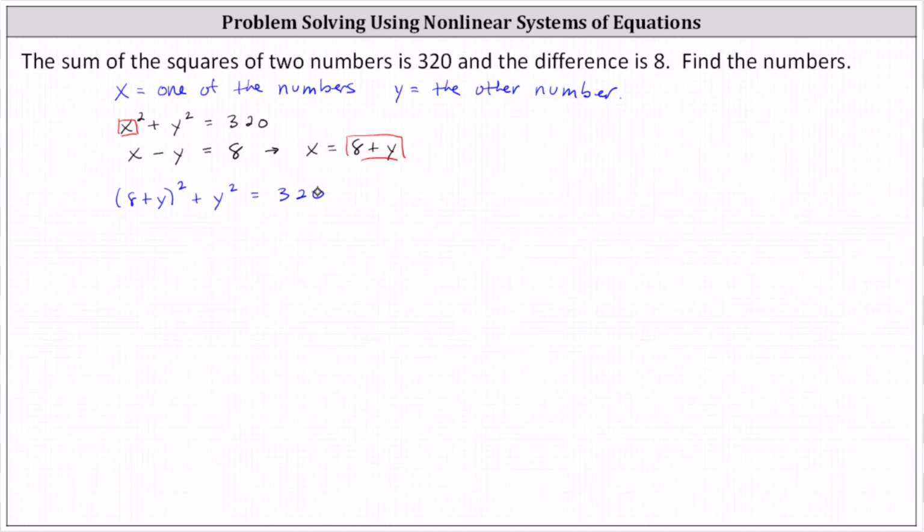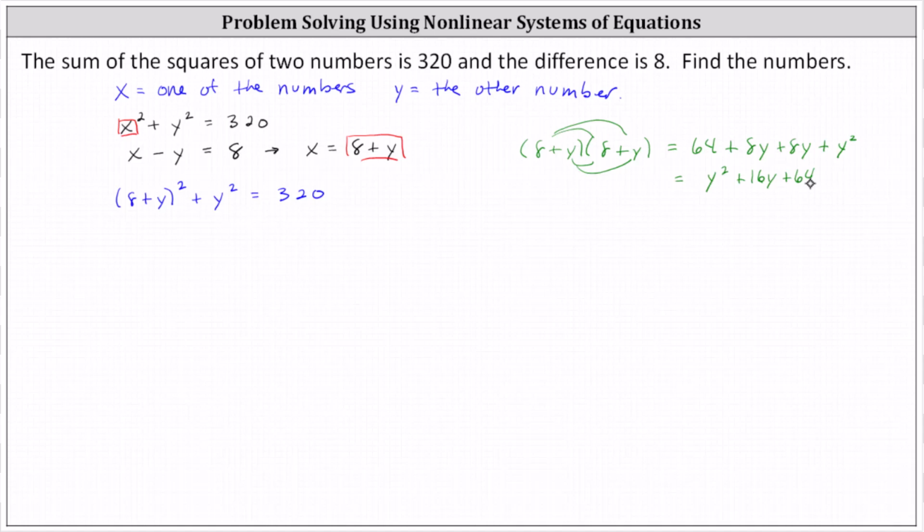The next step will square 8 plus y. Let's show some work on that. There's no shortcuts. We have two factors of 8 plus y, resulting in four products, 1, 2, 3, and 4. 8 times 8 is 64, plus 8 times y, which is 8y, plus y times 8, which is plus 8y, and then finally, plus y times y, or y squared. Combining like terms, and writing the terms in descending order, we have y squared plus 16y plus 64.